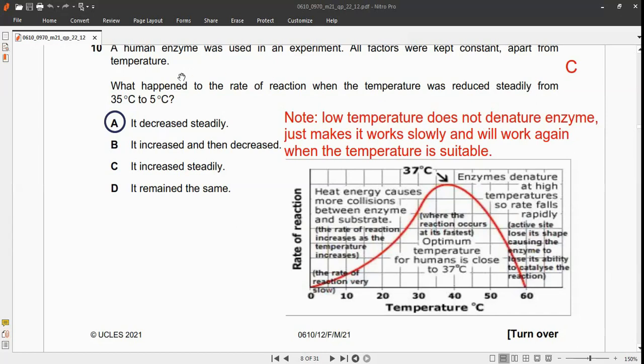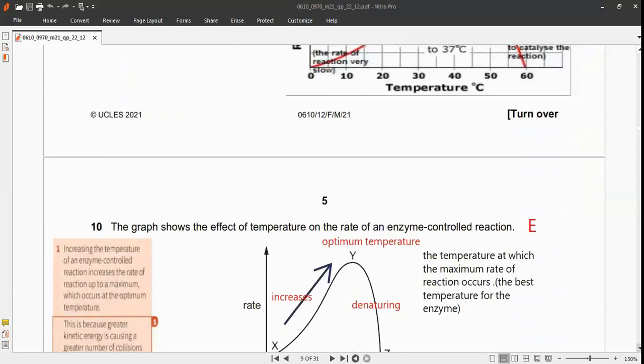The question here: what happened to the rate of reaction when the temperature was reduced steadily from 35 to 5? Focus here. Low temperature doesn't denature the enzyme, it just makes it work slowly, and it will work again when the temperature is suitable. So the correct answer: it decreased steadily. Okay, the correct answer is A.